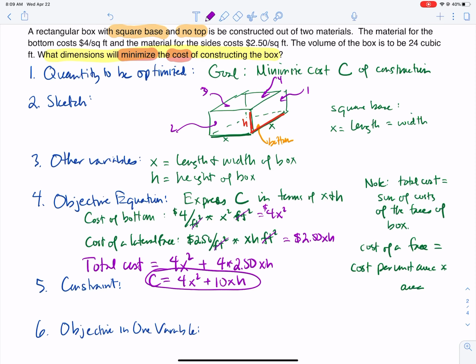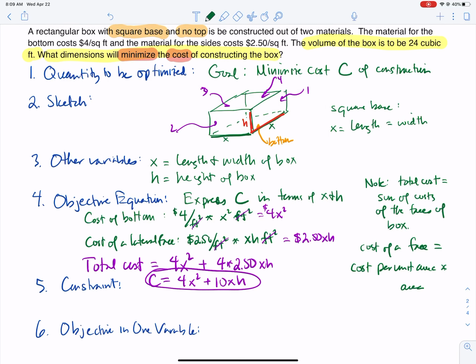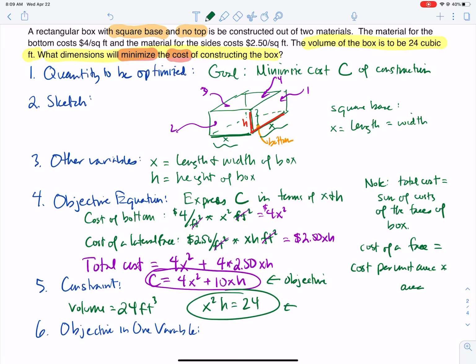For my constraint, I haven't yet taken into account the volume, and so I'm constrained by how many cubic feet the volume is supposed to be. And so my constraint is volume equals 24 cubic feet. The volume is going to be x times x times h, so x squared h equals 24. And so that's my constraint. So here's the objective, here's the constraint.